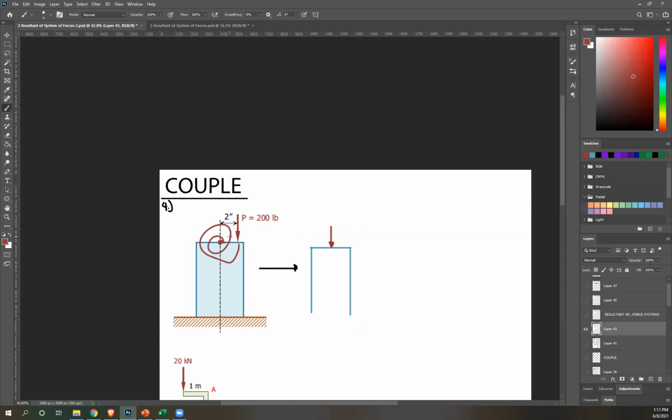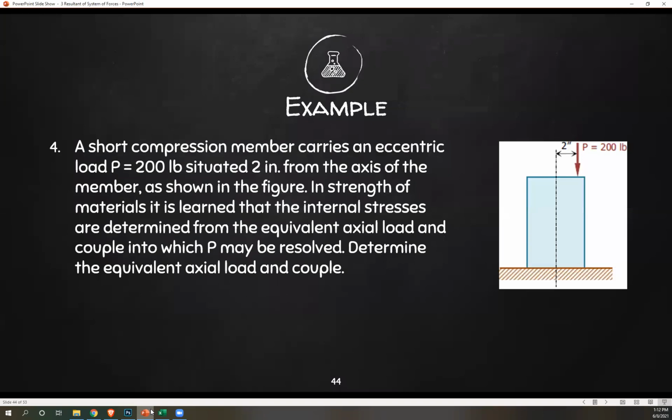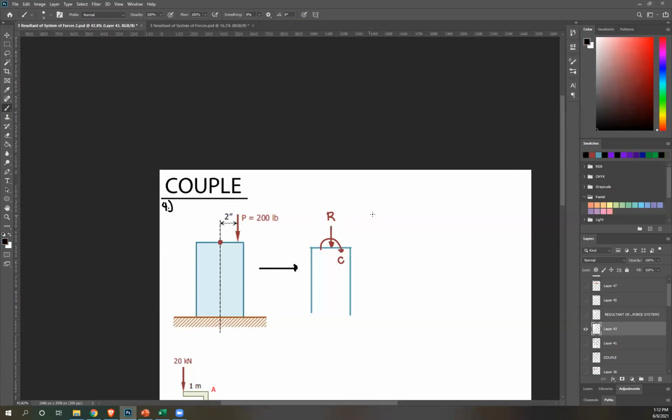This is our point of interest. So that's clockwise. So our couple will be clockwise as well. So that's your C. And then this is your P. Or rather, we'll call it R, since it's resolving force P into components, axial and couple, as you can see here. An equivalent axial load and couple. So to solve for the axial load, which we write as R, it's actually just the summation of your vertical forces or your parallel forces. And there's only one. Therefore, R is equal to 200 pounds.